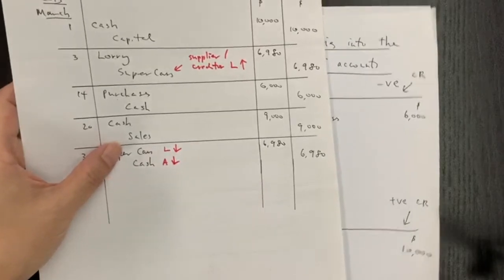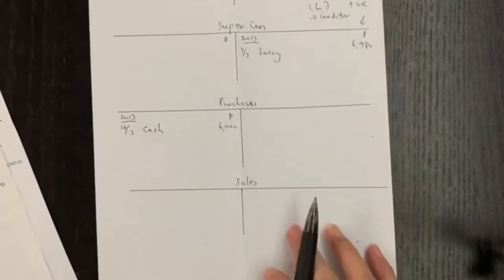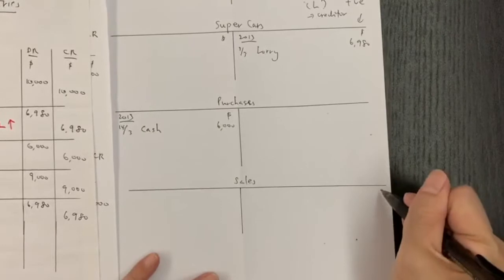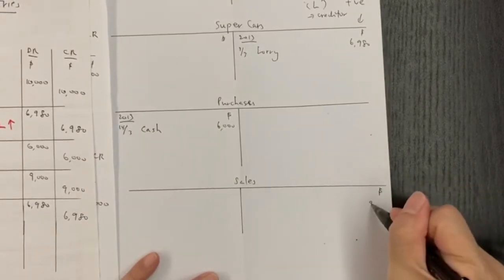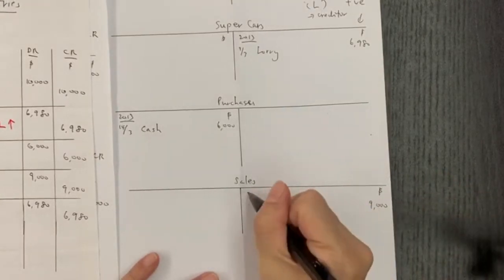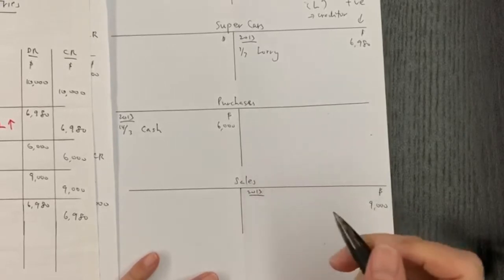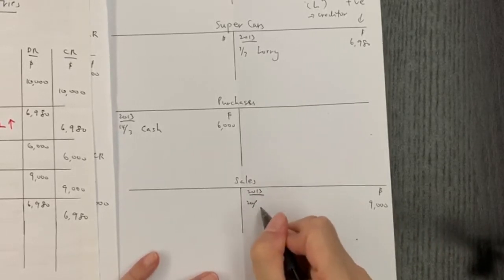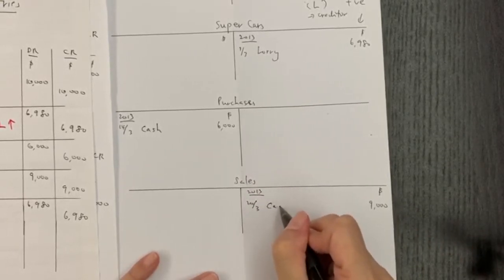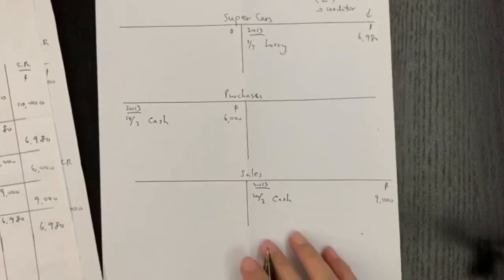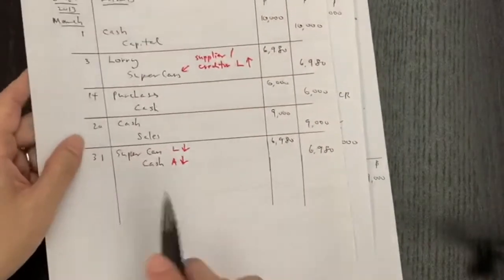And the next, credit sales. So I need another T account for sales. Here is my sales account, and this is the credit side. And then I put 9,000 here. 2013, the date is 20th of March, because of cash. So I have finished the posting for the 20th.